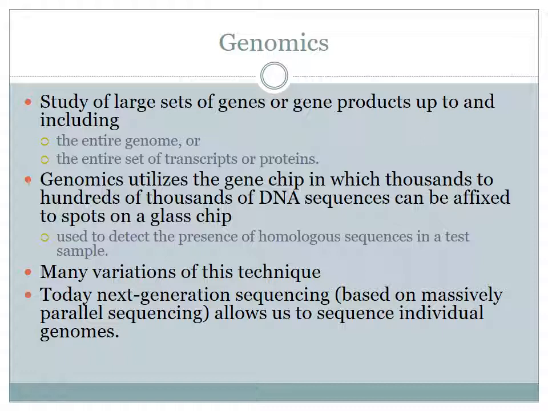And we see that genomics utilizes the gene chip, in which thousands to hundreds of thousands of DNA sequences can be affixed to spots on a glass chip and used to detect the presence of homologous sequences in a test sample. There are many variations of this technique today, and the cost has decreased dramatically in the past few years. And today, next generation sequencing, which is based on massively parallel sequencing, allows us to sequence individual genomes.